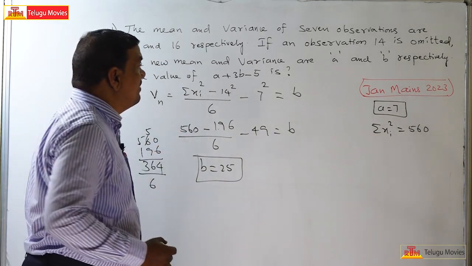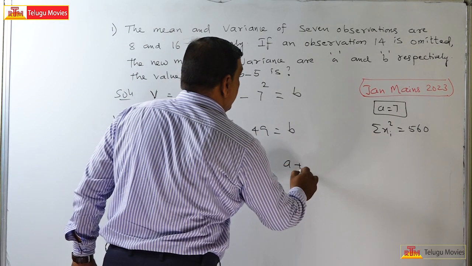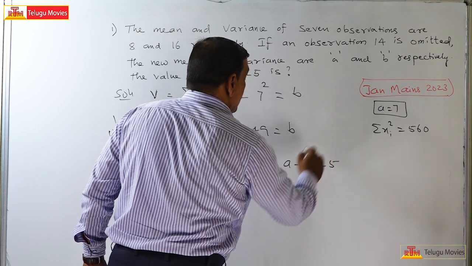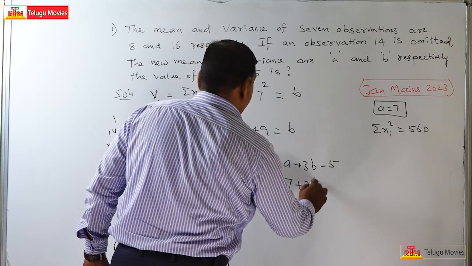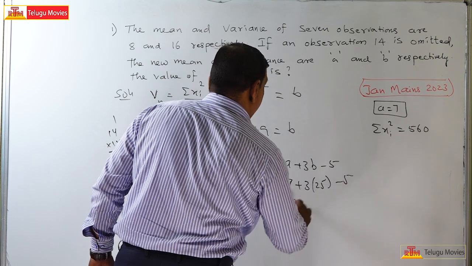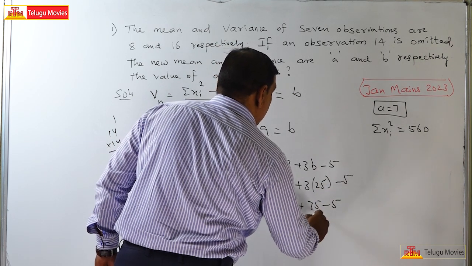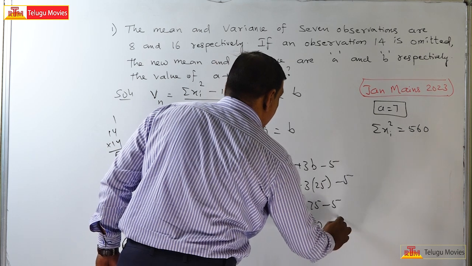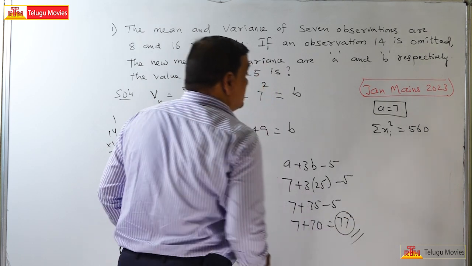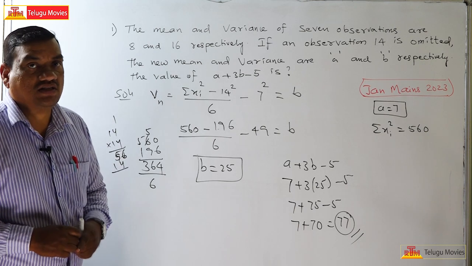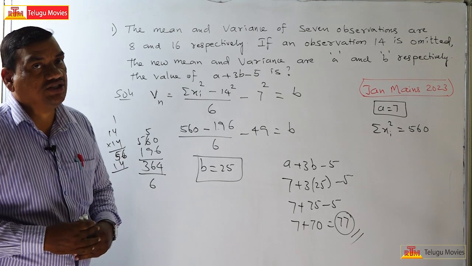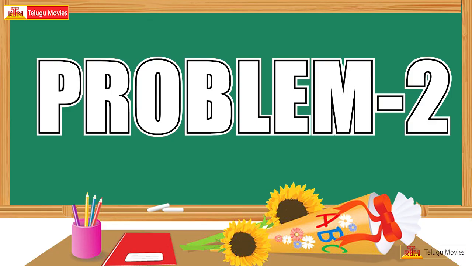After getting the A value and B value, substitute here in A plus 3B minus 5. A value is 7 plus 3 into 25 minus 5. 7 plus 75 minus 5 is equal to 77. 77 is your final answer. Okay. I hope that you understand this solution.